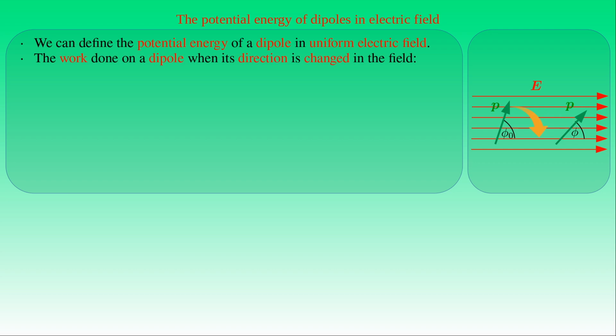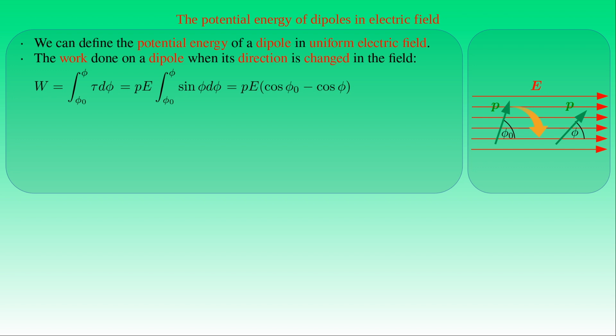We can compute the work W by integrating the magnitude of the torque tau acting on the dipole with respect to the angle from phi null to phi. Since the torque tau is given by the cross product of the dipole moment and the electric field strength, we have P times E times the integral of sine phi with respect to phi from phi 0 to phi. By performing the integration, we obtain P times E times the difference of cosine phi null and cosine phi.